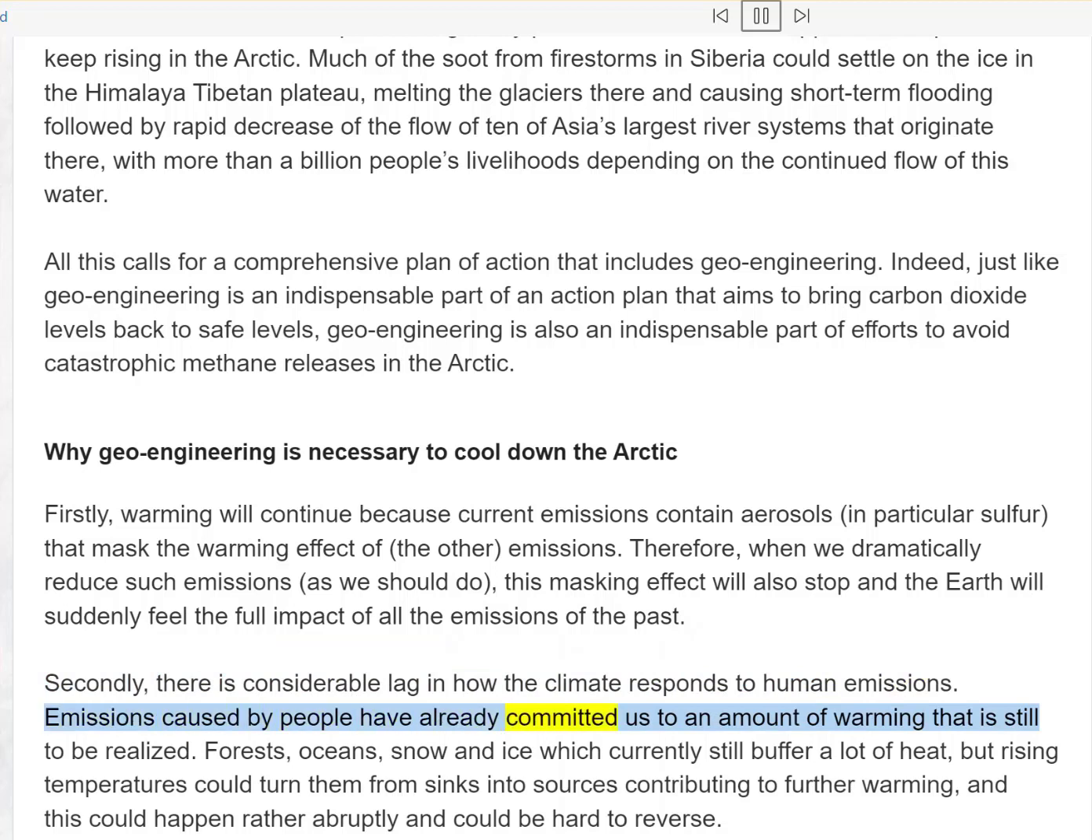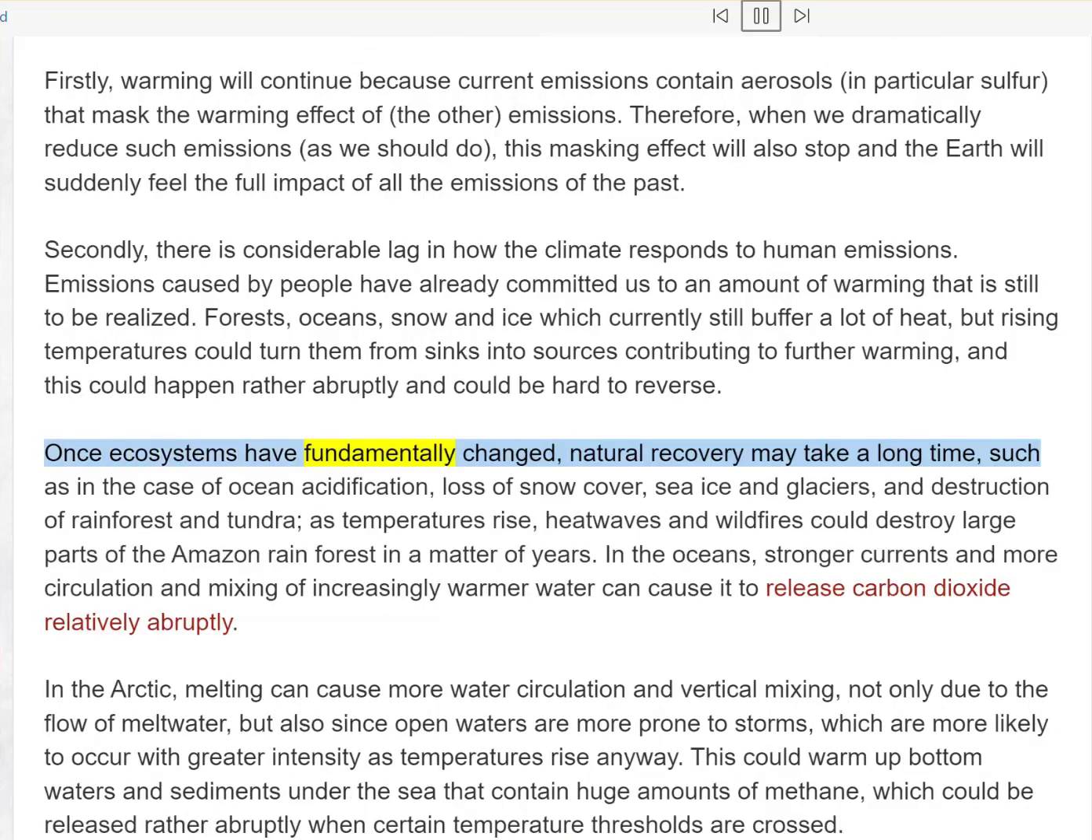Emissions caused by people have already committed us to an amount of warming that is still to be realized. Forests, oceans, snow and ice currently still buffer a lot of heat, but rising temperatures could turn them from sinks into sources contributing to further warming, and this could happen rather abruptly and could be hard to reverse. Once ecosystems have fundamentally changed, natural recovery may take a long time, such as in the case of ocean acidification, loss of snow cover, sea ice and glaciers, and destruction of rainforest and tundra. As temperatures rise, heat waves and wildfires could destroy large parts of the Amazon rainforest in a matter of years.